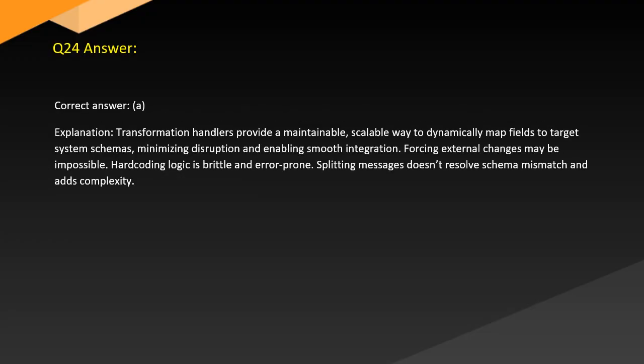Answer. Correct answer, A. Explanation. Transformation handlers provide a maintainable, scalable way to dynamically map fields to target system schemas, minimizing disruption and enabling smooth integration. Forcing external changes may be impossible. Hardcoding logic is brittle and error-prone. Splitting messages doesn't resolve schema mismatch and adds complexity.